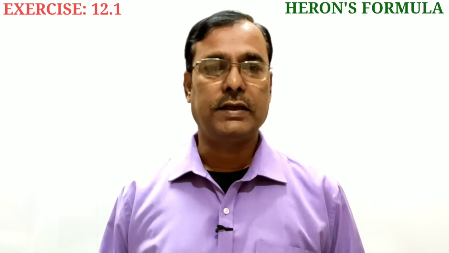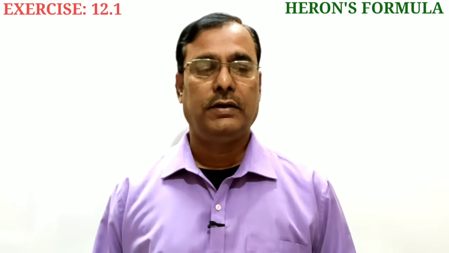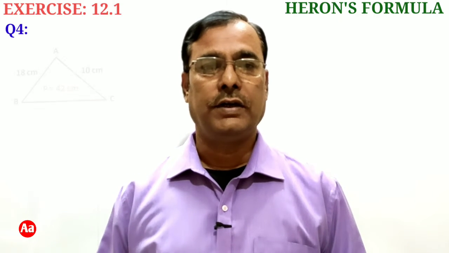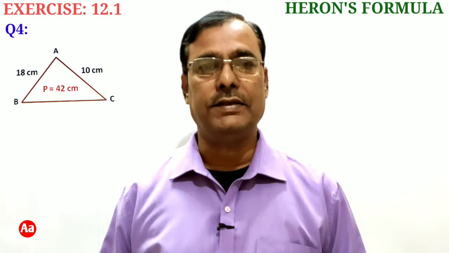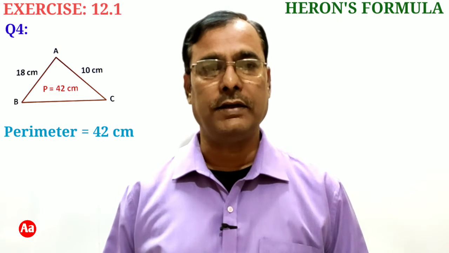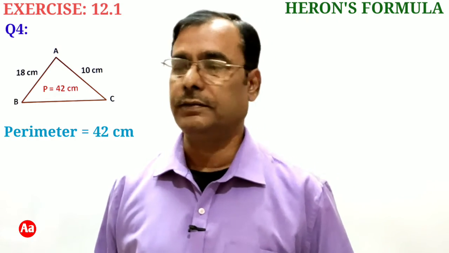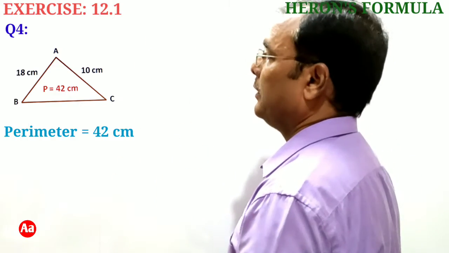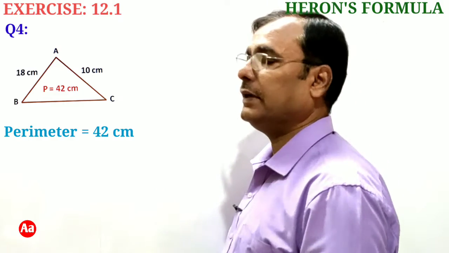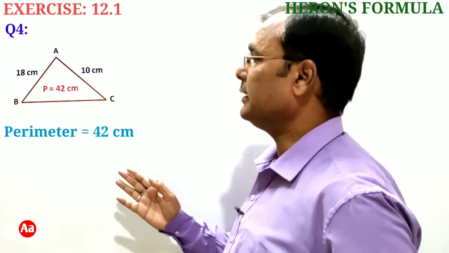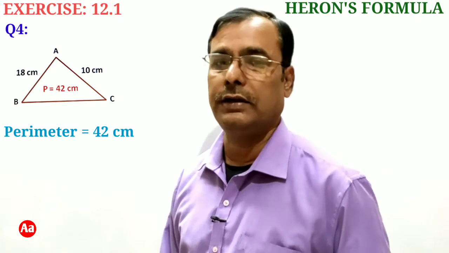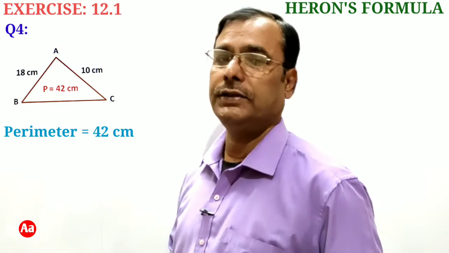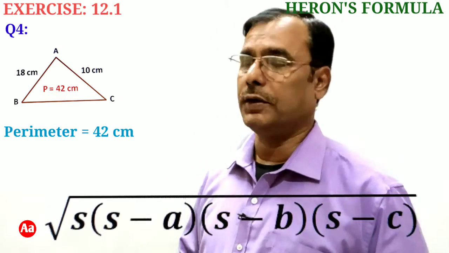Let's continue exercise 12.1. Question number 4: find the area of a triangle, two sides of which are 18 centimeter and 10 centimeter, and the perimeter of the triangle is 42 centimeter. ABC is a triangle. Two sides are already given, 18 centimeter and 10 centimeter, with perimeter of the triangle 42 centimeter. We are going to find the area of this triangle using Heron's formula.